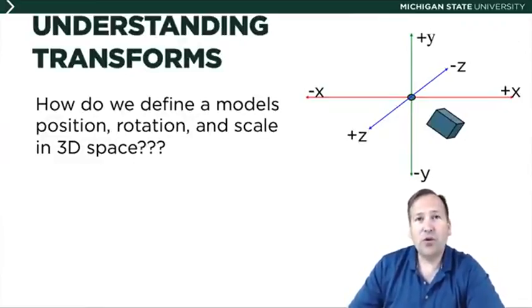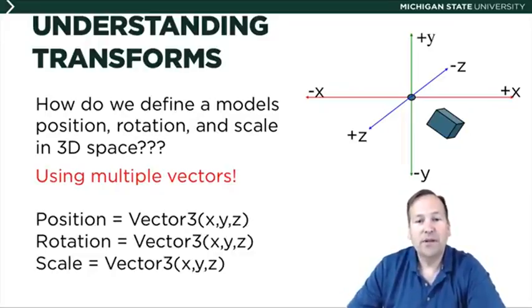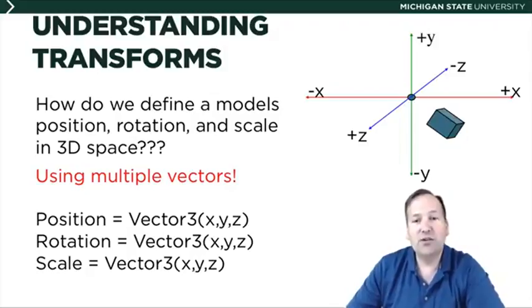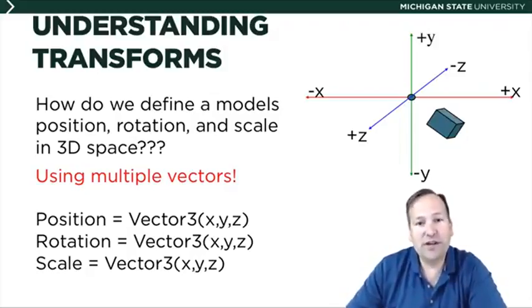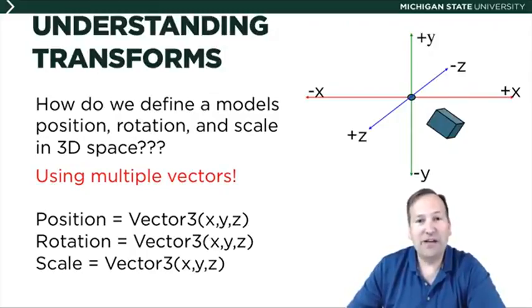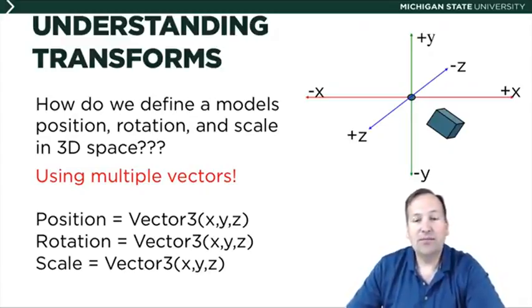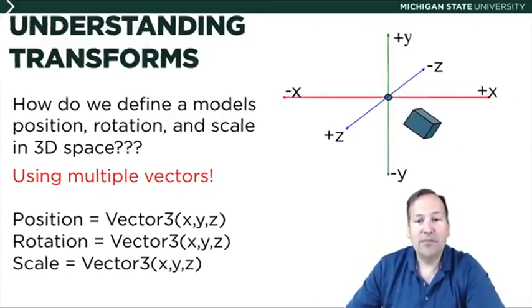So, how do we define a model's position, rotation, and scale in three-dimensional space? Because that's really what we're working up to, because we need to start to build our solar system, and of course we need to position our planets, rotate them, and scale them accordingly. So we can actually use multiple vectors to do this. Position, we've already talked about, is just an x, y, z location. We can actually use a vector to define the displacement off of the origin in the x, the y, and the z location to define where that position is. The rotation, we can use a Vector3 as well, x, y, and z, and the scale. So let's talk a little bit more about that.